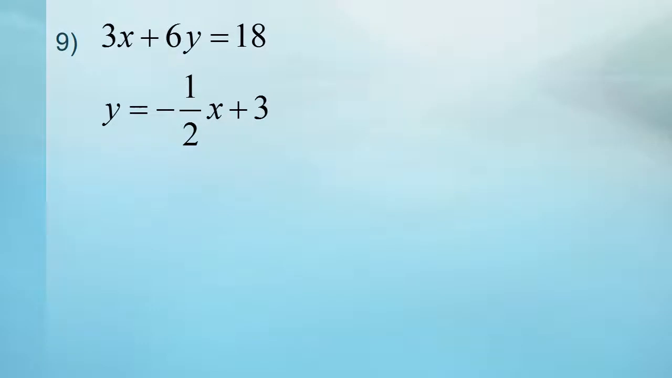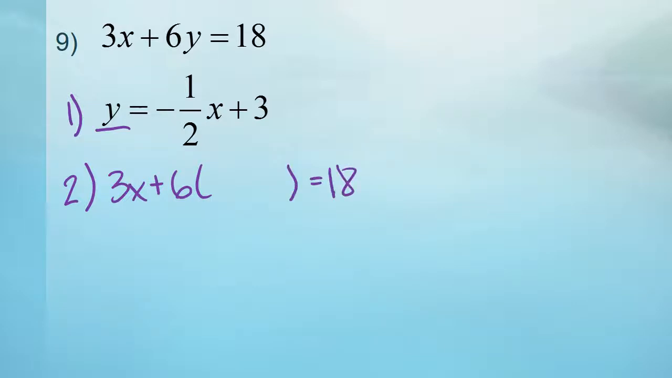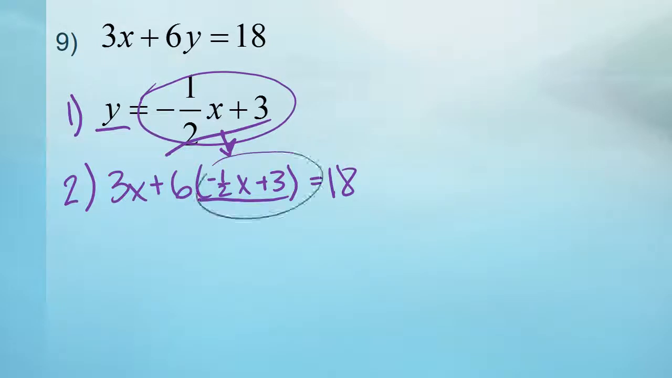Let's scoot over to number 9. First step is to get a variable by itself. Well, I already have y by itself, so step 1 is done. Step 2, I'm going to take my other equation, and where there is a y, I'm going to put a gap. Where there's a gap, I'm going to put my expression. So I have a negative 1/2 x plus a 3. I'm substituting that expression in for my y value.